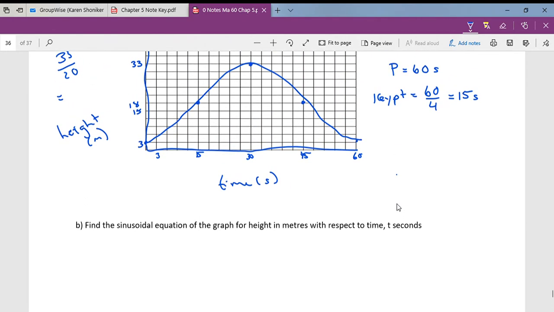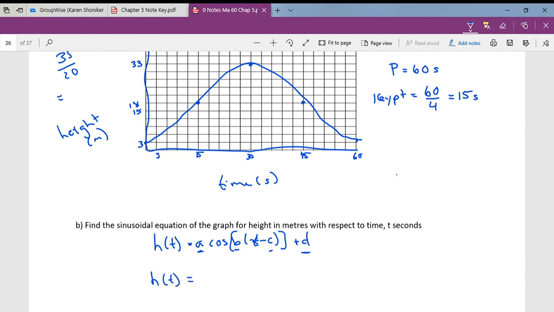Okay, so coming up with a sinusoidal function, like I said, the easiest one to come up with is going to be your cosine curve. So if you look at height as a function of time equal to A cos B times t minus C, plus D, we have to figure out what I'm going to put in for A, B, C, and D.